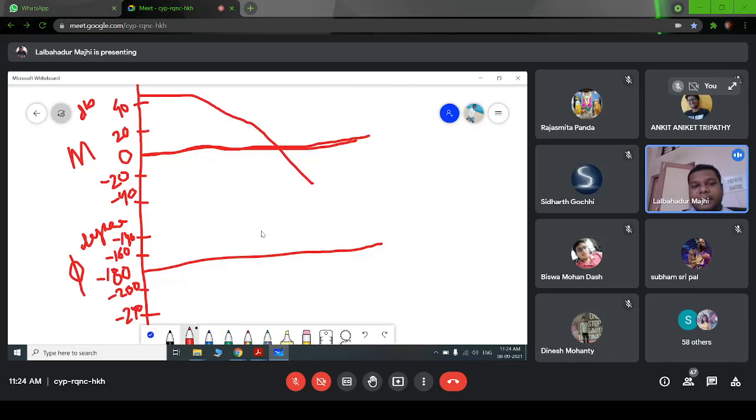Suppose our magnitude plot is like this one, and similarly we get the phase plot like this one. So this is our magnitude plot, and this is the frequency axis.